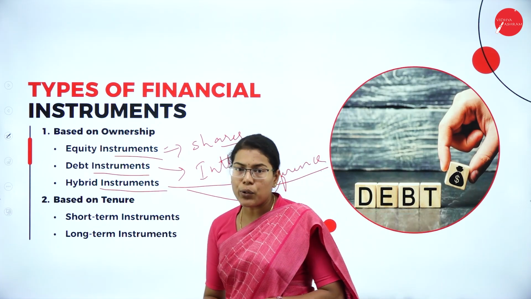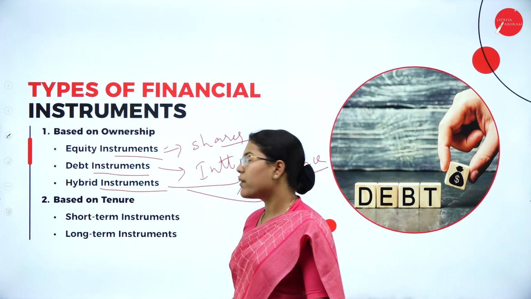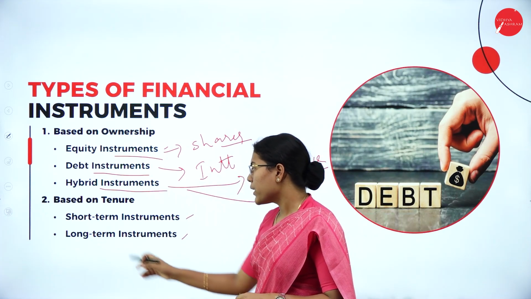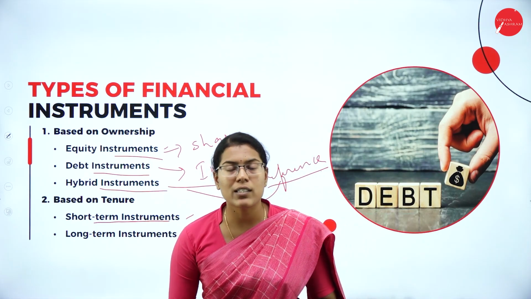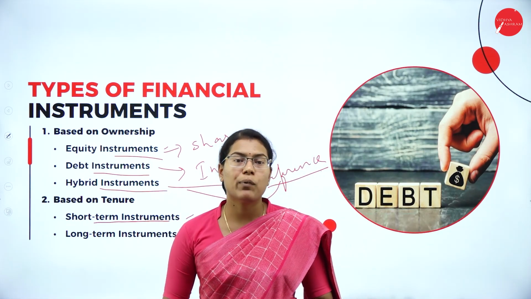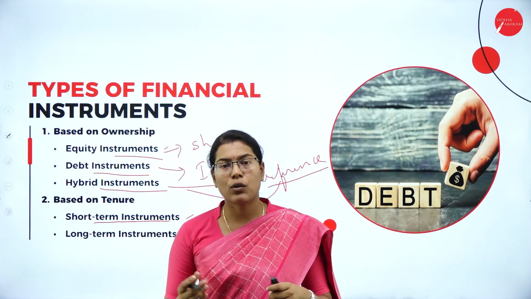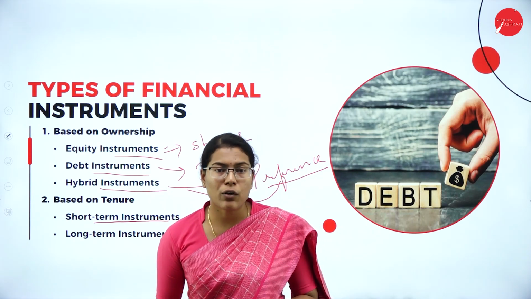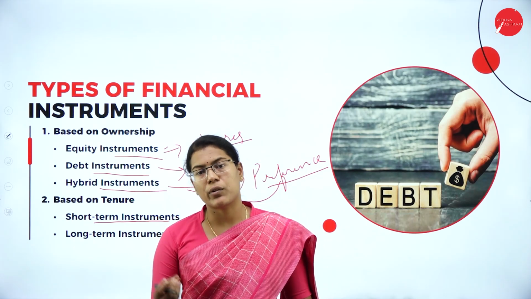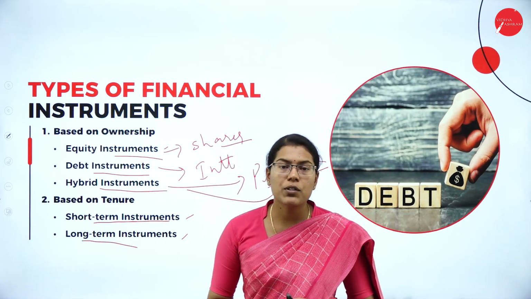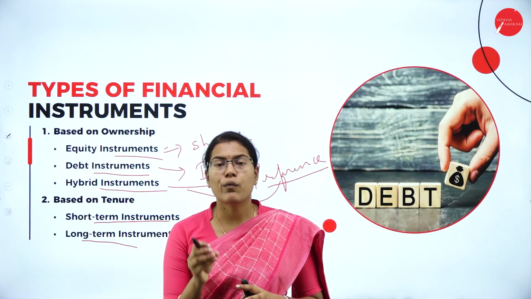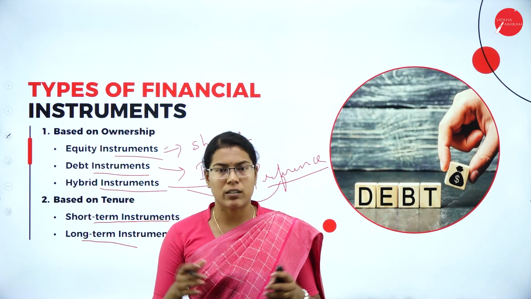And based on tenure, the instruments can be divided into short term and long term. Short term instruments are those financial securities for which the maturity period is less than 1 year. It includes treasury bills, certificates of deposit, commercial papers, etc. Next we have long term instruments. Long term instruments are those securities for which the maturity period is more than 1 year.